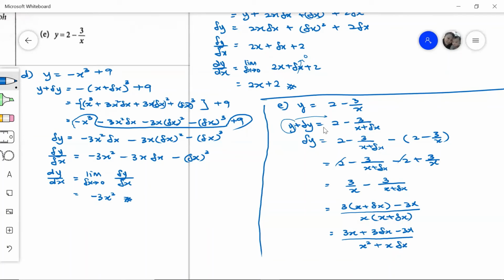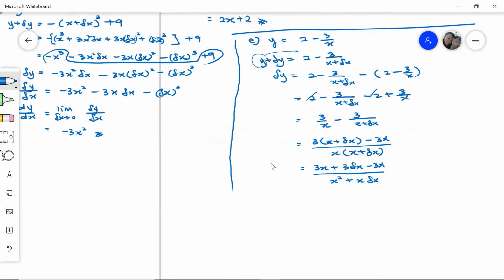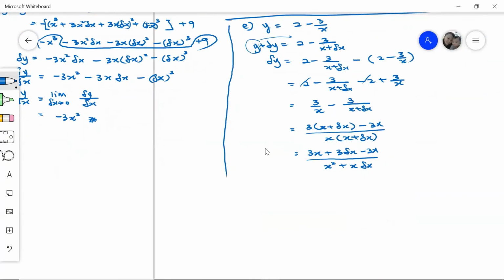Doesn't really matter. Okay, so next, after we got the del y, so now we need to divide both sides with del x. So del y by del x, we divide del x of this. At the same time, 3x minus 3x. So we're left with just 3 del x over x squared plus x del x. And the del x can be simplified. So we're left with 3 over x squared plus x del x.